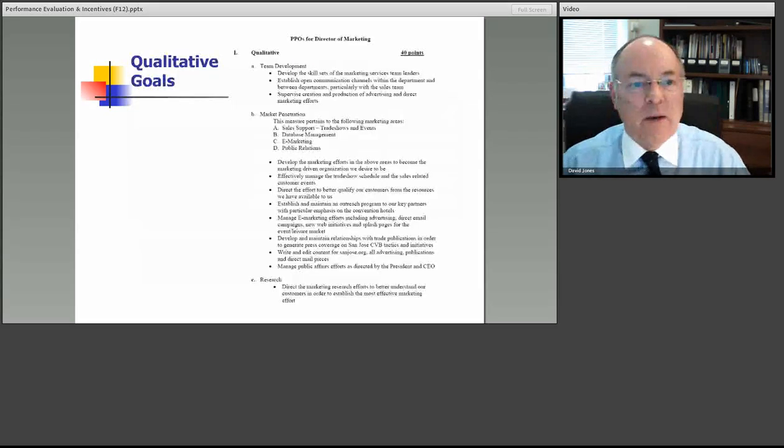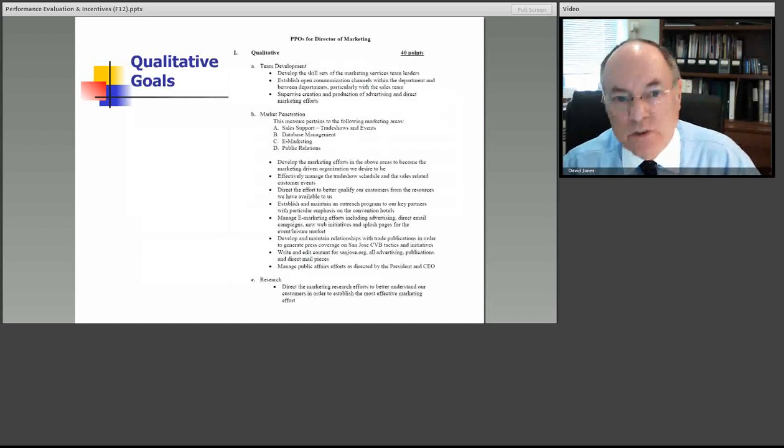When we talk about qualitative goals, these were some examples of what was in that 40 points. Team development, this was the position that worked for me, the director of marketing. I was the vice president of marketing. Team development meant developing the skill sets of marketing services team leaders, the people who worked for them, right? That would be one of the things, supervision, and so on. Then there was a measurement of market penetration. How well did they do in supporting the trade shows that we did, our database, e-marketing, public relations, and so on. And then there was an element of research.